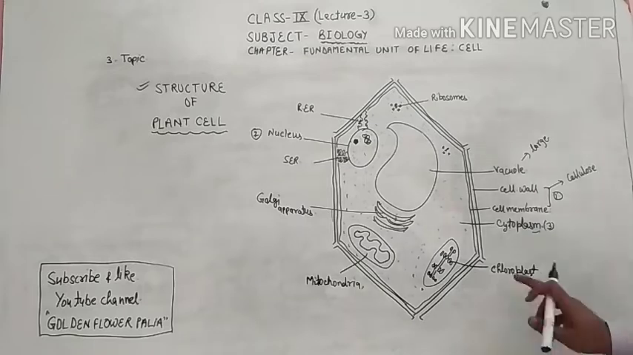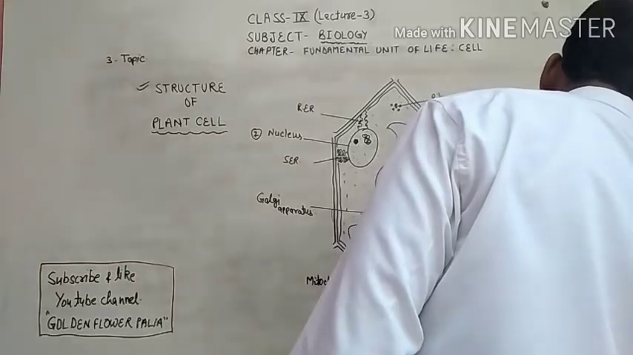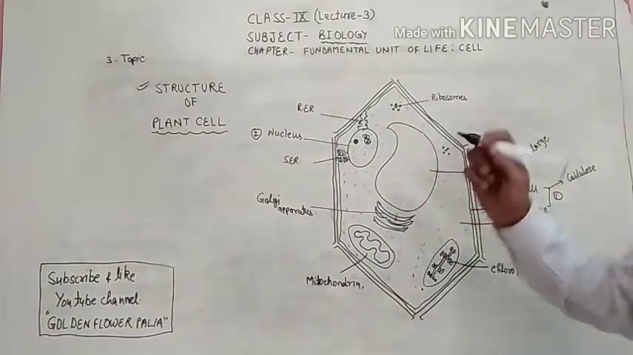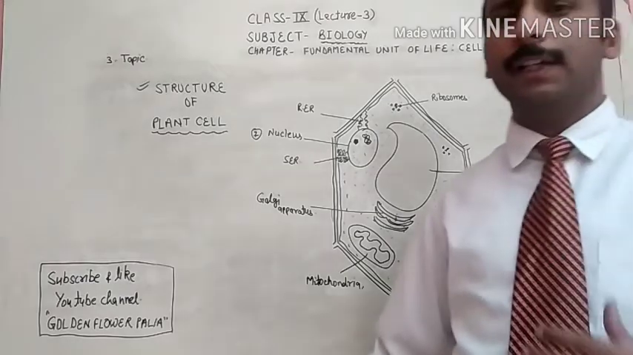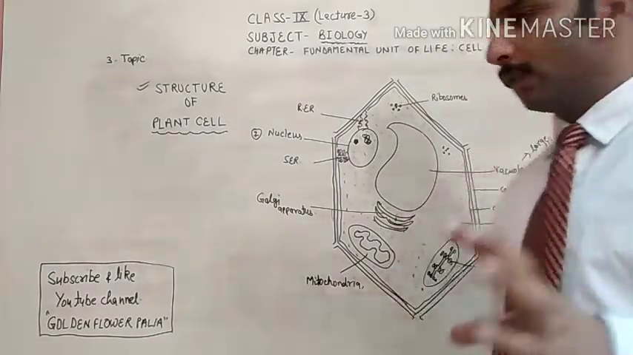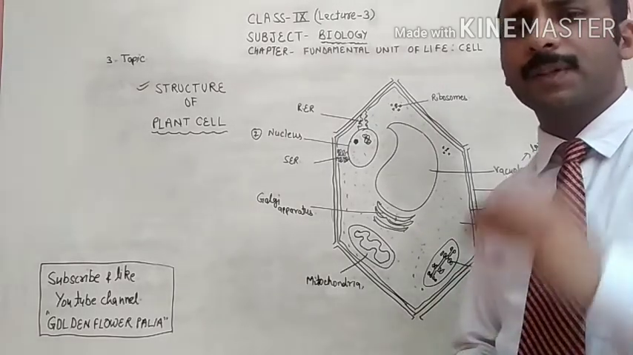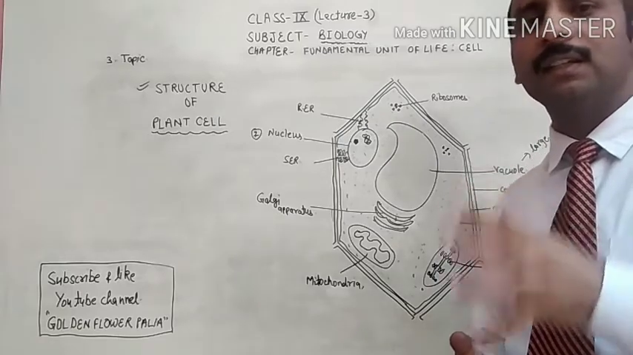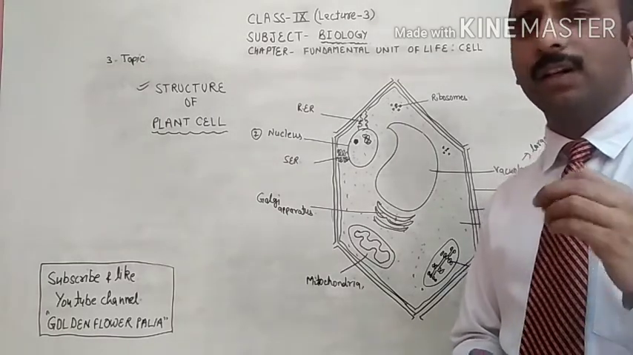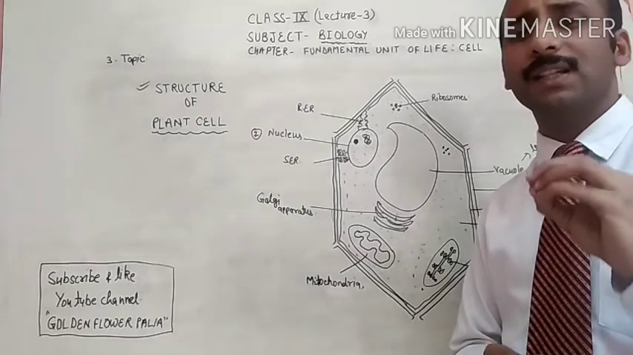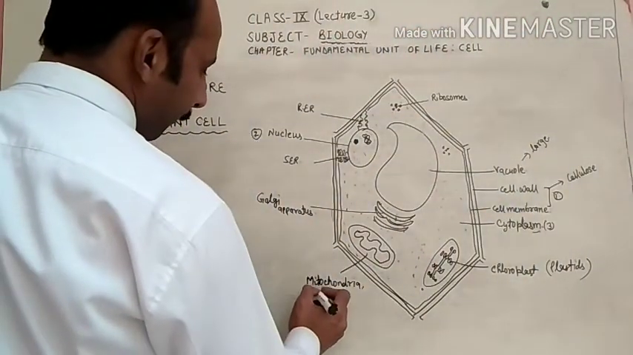Now, next one is the chloroplast. Chloroplast, in simple words, you can say plastids. Plastids are present in plant cells. Plastids we will discuss later on in the next topic. Plastids are of three types: chloroplast, chromoplast, and leucoplast. Out of that, I have written here chloroplast because it is the main plastid which is present in the plant cell. Due to the presence of the chloroplast, the plants are green in color. So, what is the function of chloroplast? It is called the kitchen of the leaf, or you can say the kitchen of the plants, because food is synthesized in the chloroplast.